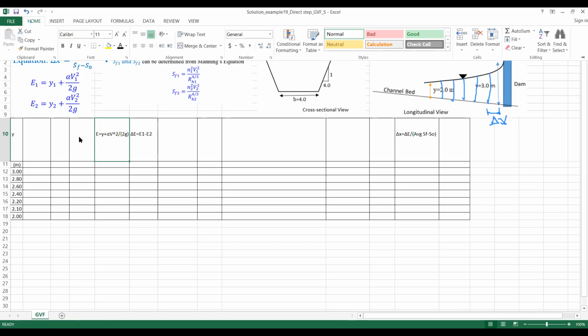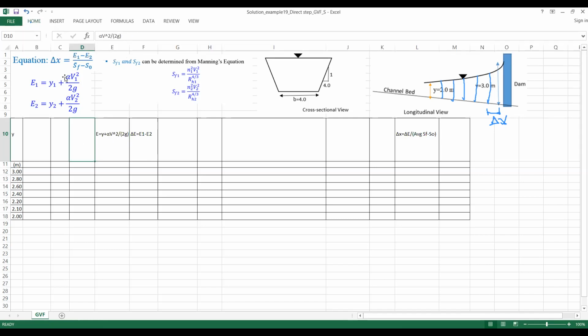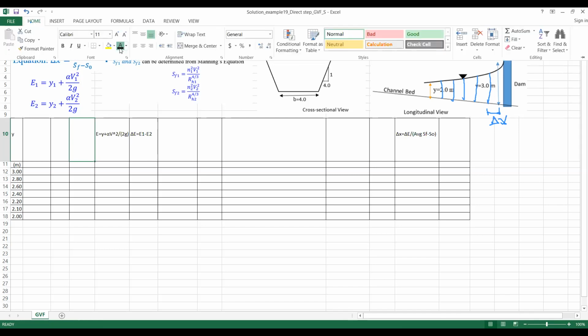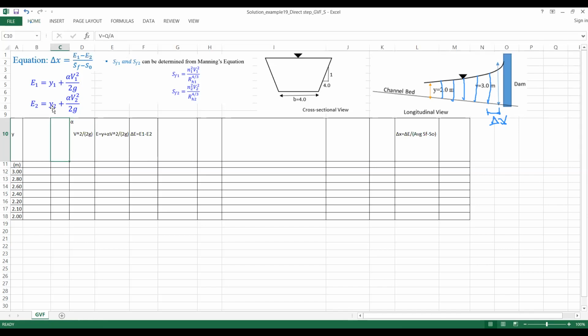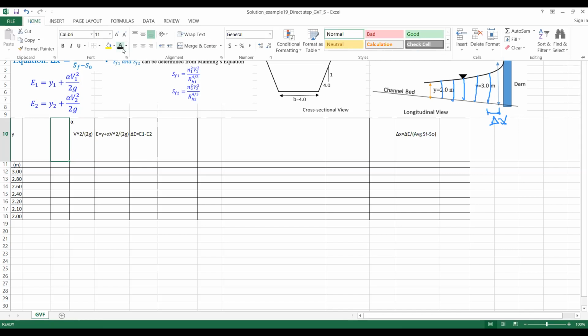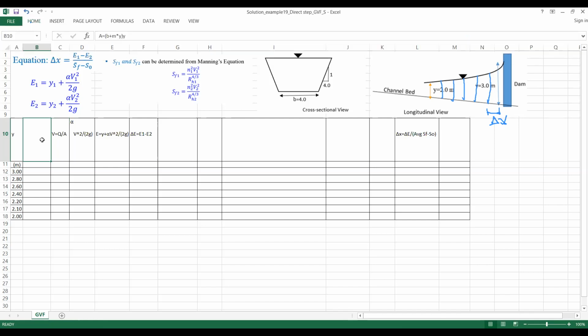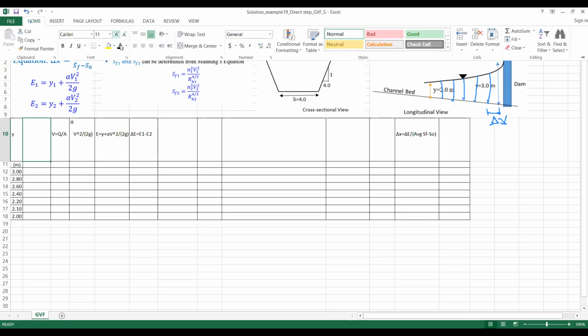So for v, we will actually find that v square over 2g, and v equals q over a. Q was given, so we have to calculate a. Since it's a trapezoidal channel, a will be, we have to calculate that one, that is b plus my y.